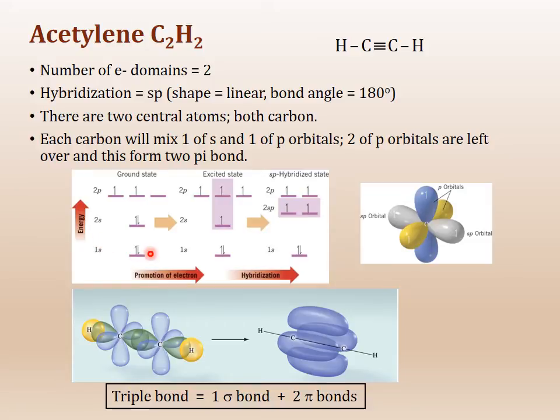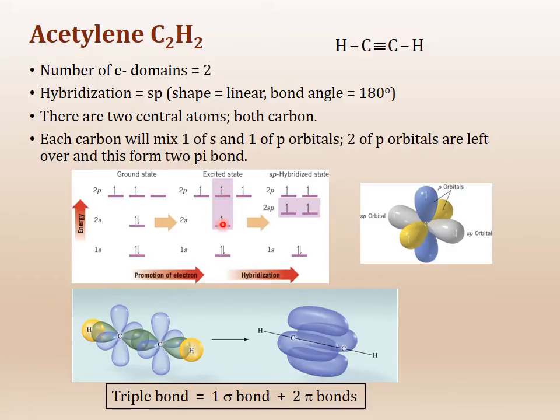So here is the ground state of carbon, nothing new. Excited state, nothing new. The s electron has jumped over to the p orbital, but now what we're going to do is mix only one s and one p orbital. Which one you choose doesn't really matter, because remember all the p orbitals are degenerate, which means equal in energy. So just choose one and mix those two, which means that the other two are left over.